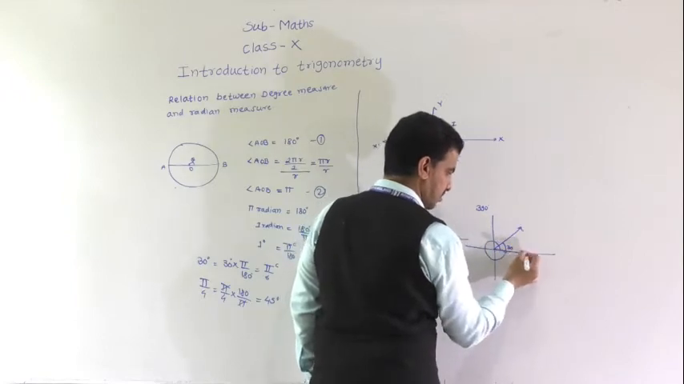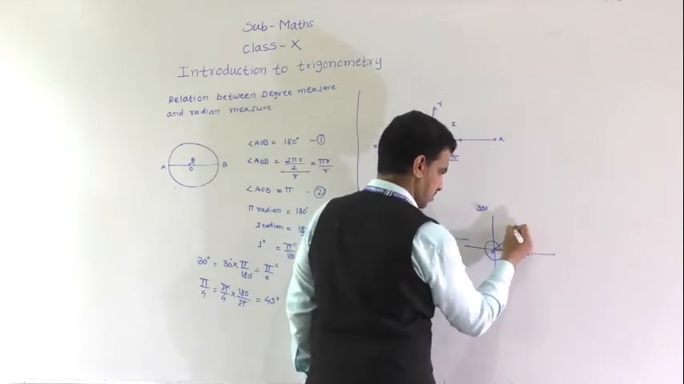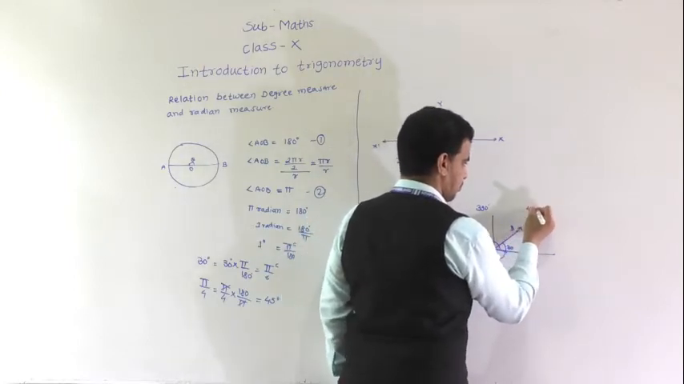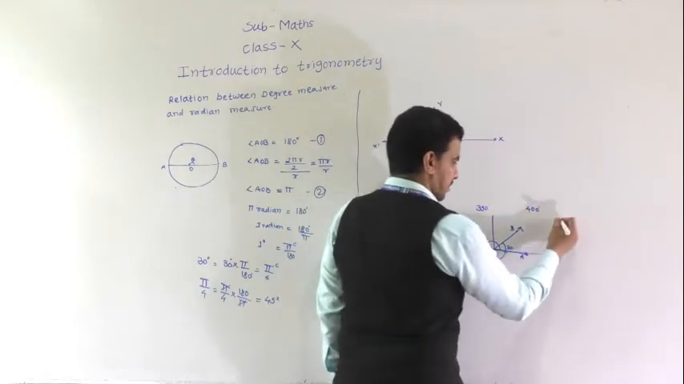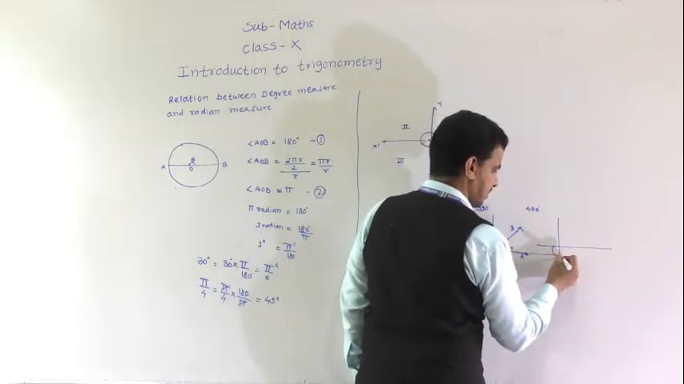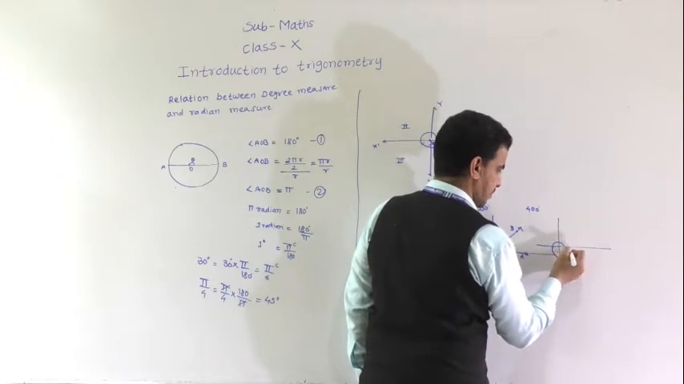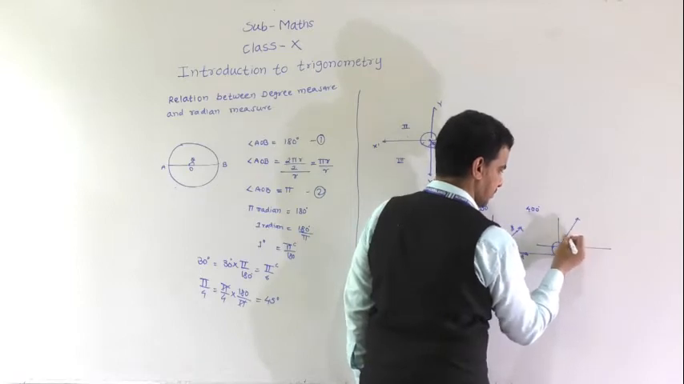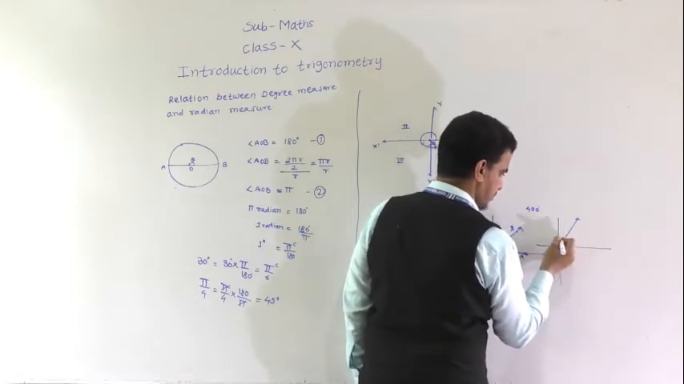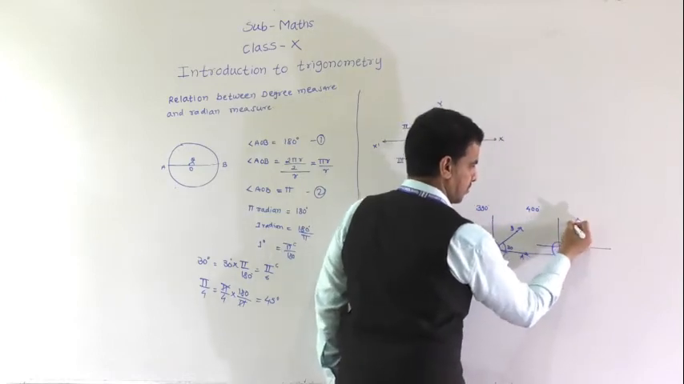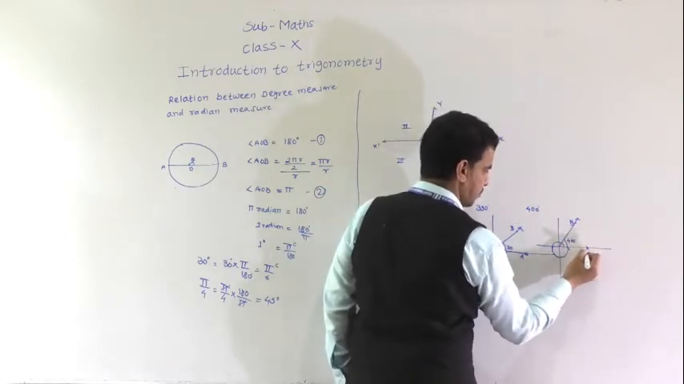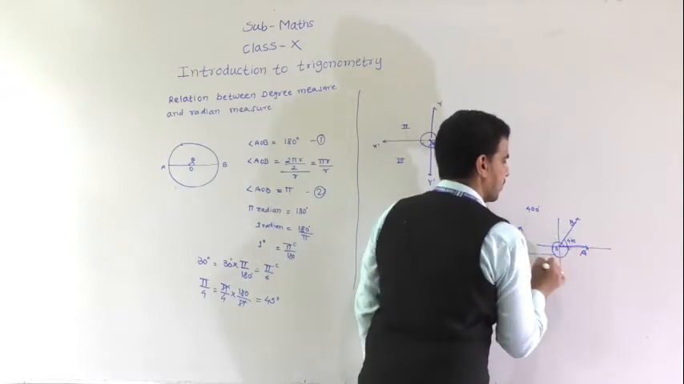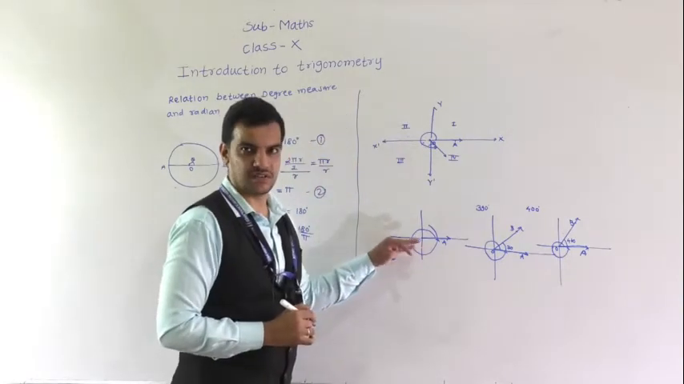So this is the angle of 390 degrees. Or if we have to draw 400 degrees, one rotation is 360 degrees, and then 40 degrees, so in total we get 400. So this is an angle having a measure of 400 degrees. In 10th standard we have only acute angles, that is, those which lie in the first quadrant.